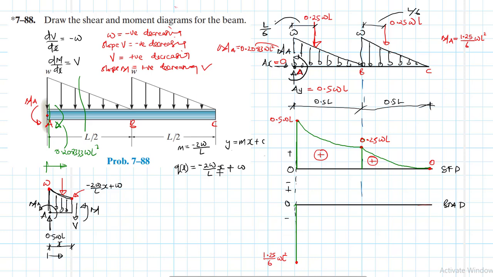When x is equal to 0, we have W. And when x is equal to 0.5 L, or L over 2, you expect a 0 at B for the loading. It's the one that governs this. It governs the same equation that will govern even this other portion, because they're the same.